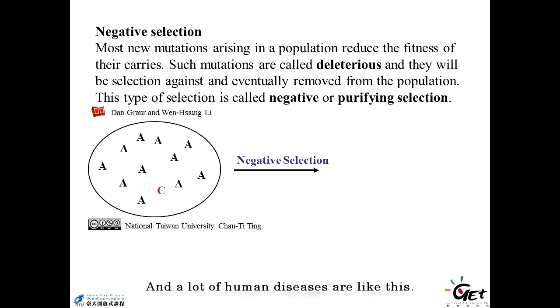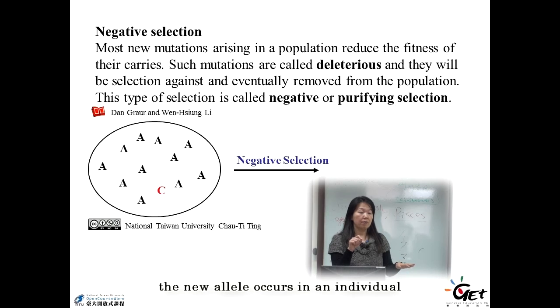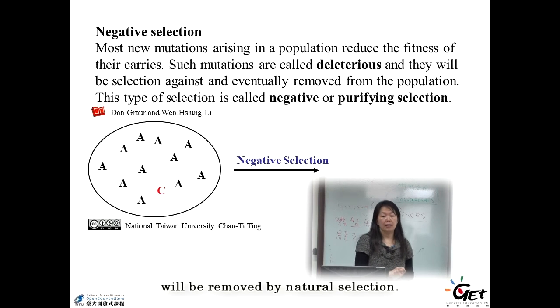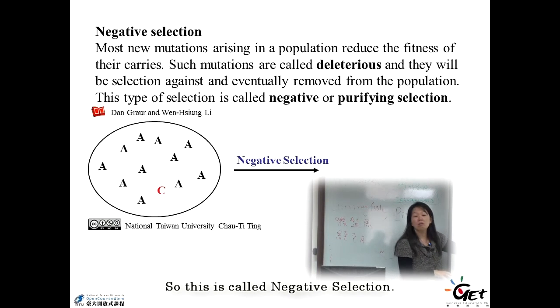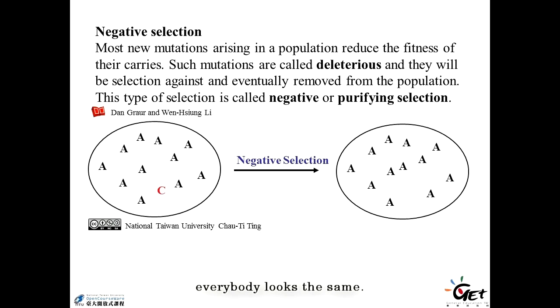And a lot of human diseases are like this. The disease allele is usually at a very low frequency. The new allele occurring in an individual will be removed by natural selection. So this is called negative selection. Some people also call this type of selection purifying selection, because after purifying, everybody looks the same. So that's the meaning of purifying selection.